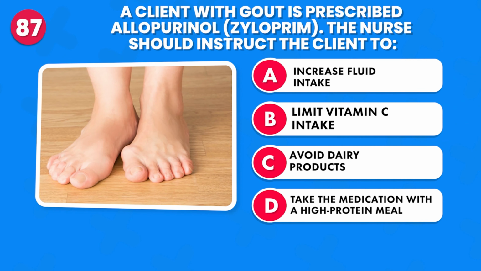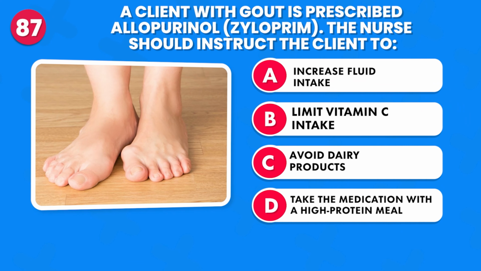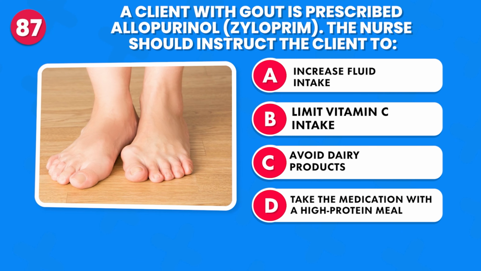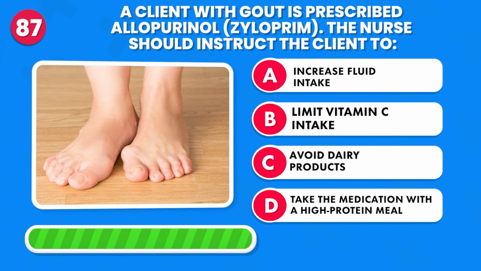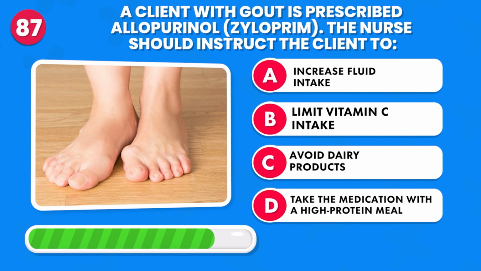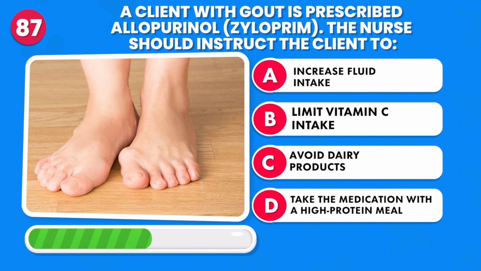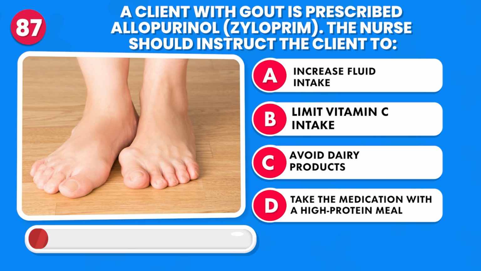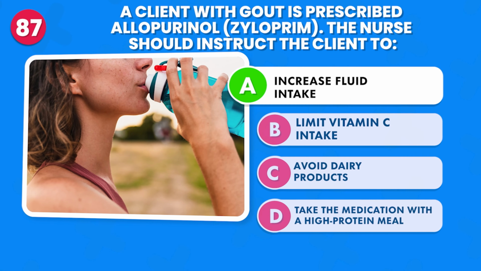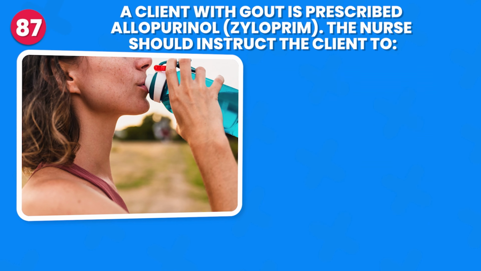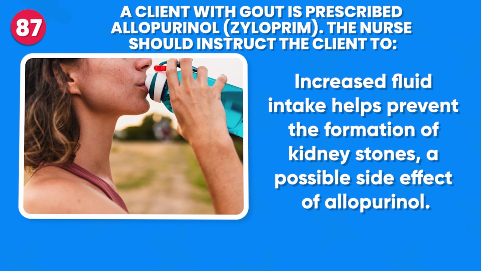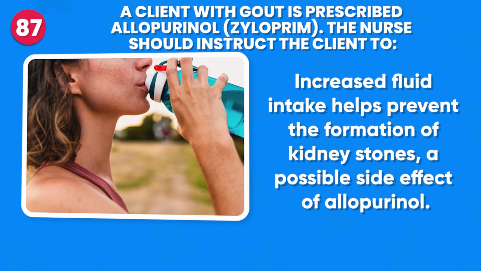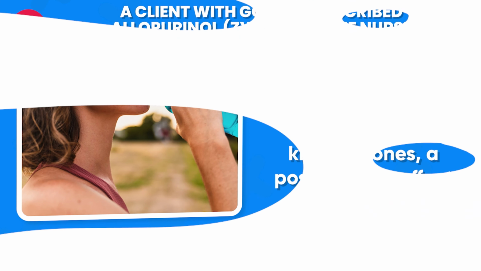A client with gout is prescribed allopurinol, Xyloprim. The nurse should instruct the client to A, increase fluid intake, B, limit vitamin C intake, C, avoid dairy products, D, take the medication with a high-protein meal. It's A, increase fluid intake. Increased fluid intake helps prevent the formation of kidney stones, a possible side effect of allopurinol.